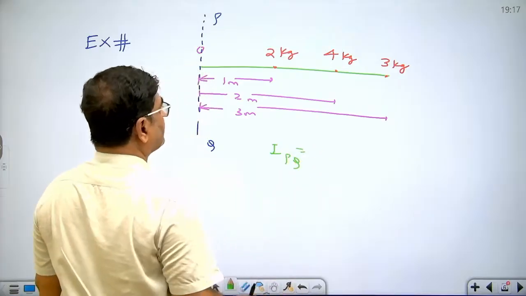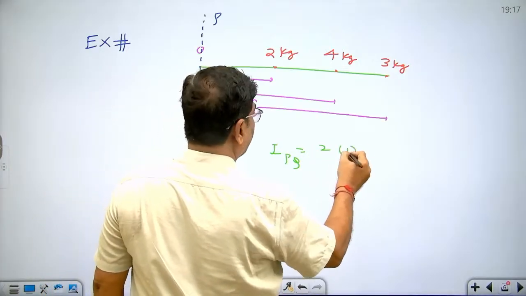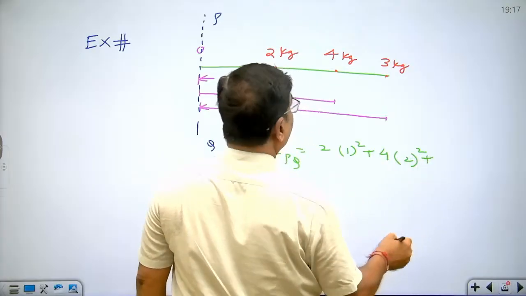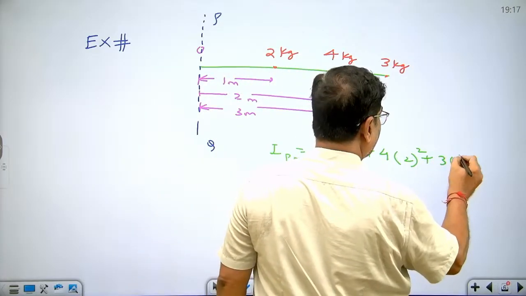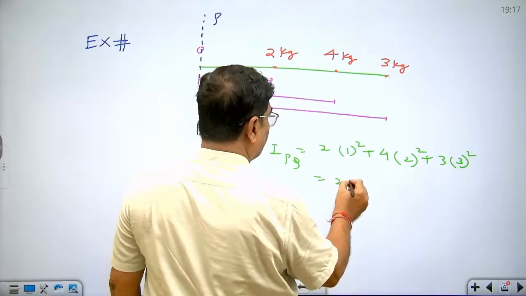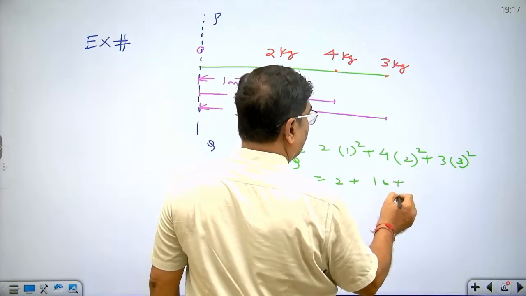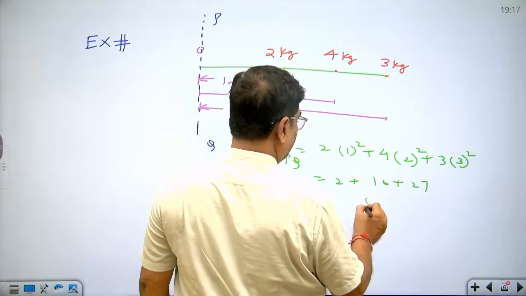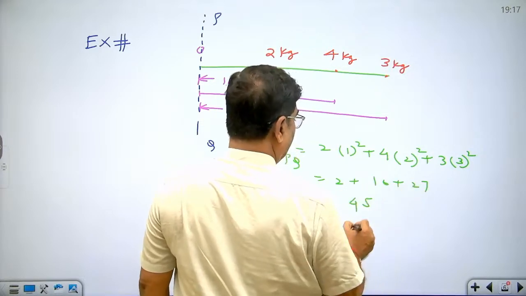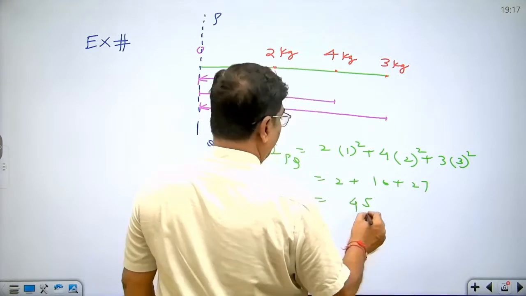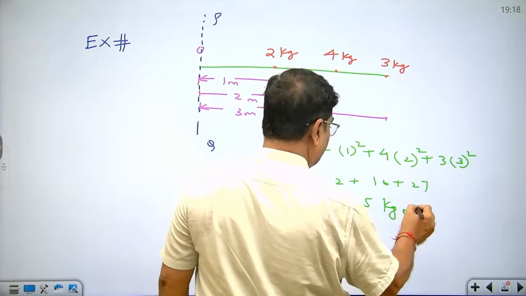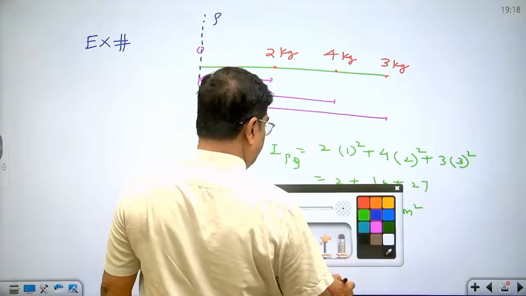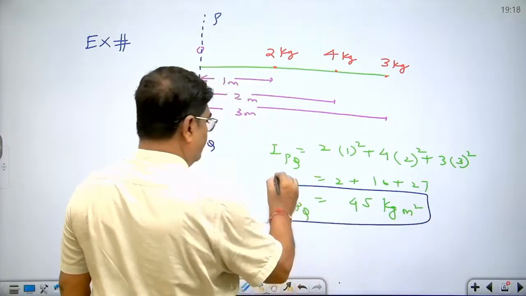So dear student, what is the moment of inertia of the given point mass distribution system? It is 2 into 1 square plus 4 into 2 square plus 3 into 3 square. That will give us 2 plus 16 plus 27. This is 45 kilogram meter square. This is the moment of inertia of the given point mass distribution system about axis PQ.